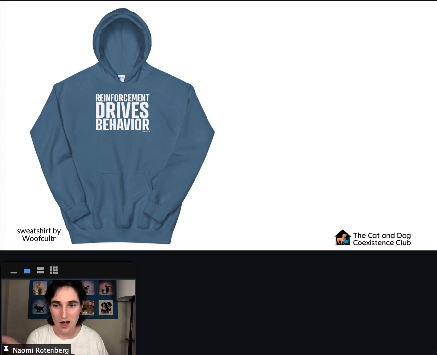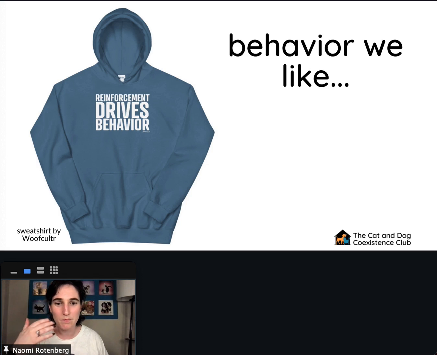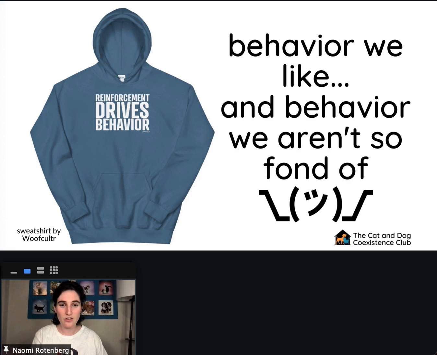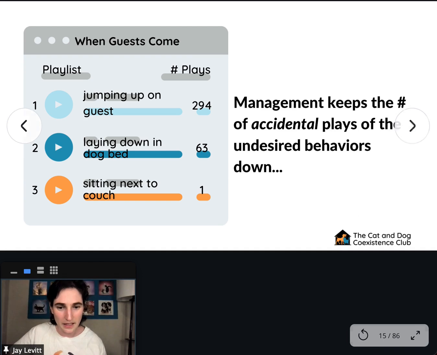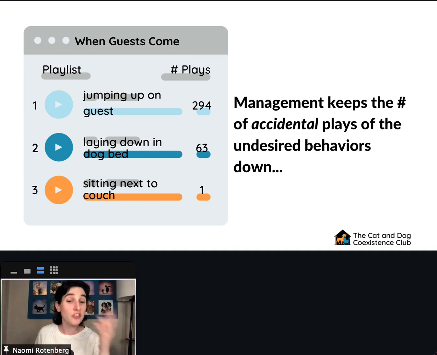This phenomenon applies to behaviors that we like and we want to continue to reinforce intentionally, and also behaviors that we don't like so much. It's understandable how we can make sitting next to the couch stronger. We give the dog a cookie every single time it sits next to the couch when the guest comes. But how can we use reinforcement to deal with undesired behaviors? It's definitely possible. So currently, going back to this when guests come playlist, jumping up on the guest is the undesired behavior.